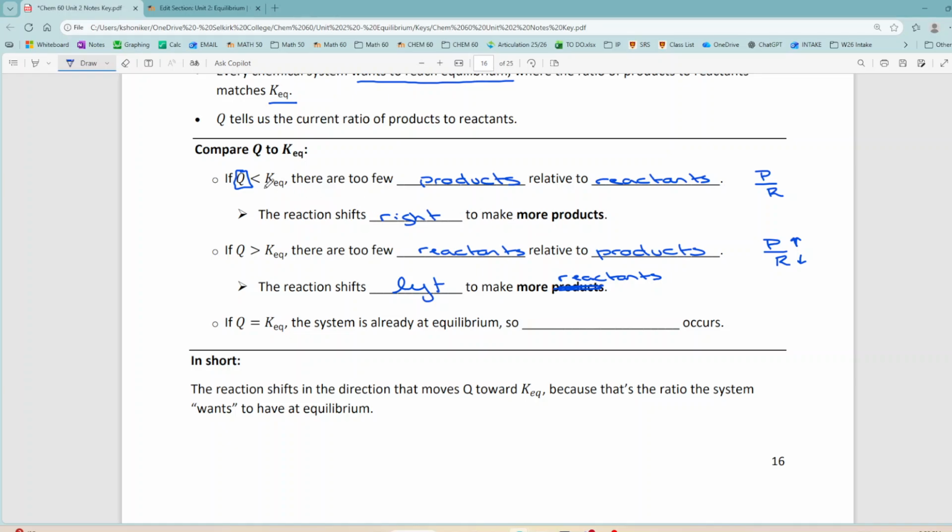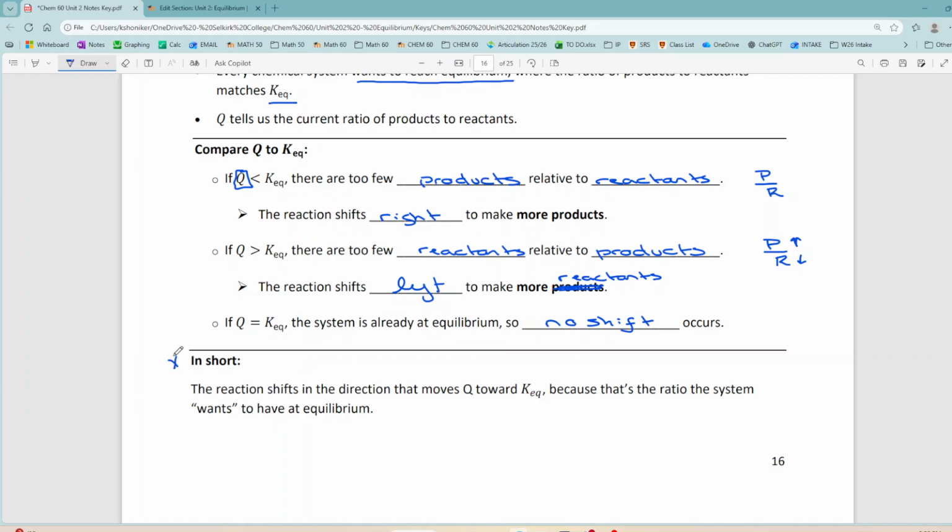Right? So if your Q value is too small, you shift right to make it bigger. If your Q value is too big, you shift left to make it smaller. Right? Now, third scenario, if the Q value is equal to the equilibrium constant, then the system's already at equilibrium, so no shift needs to occur.